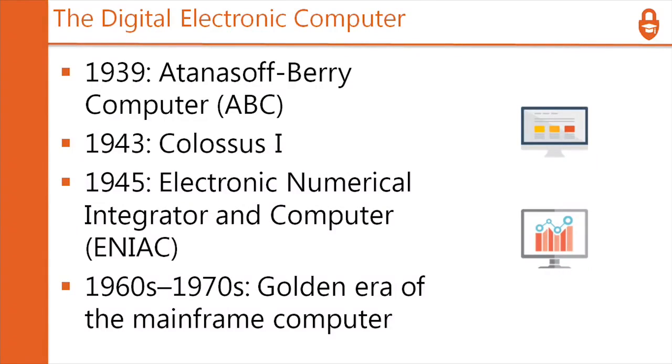So the digital electronic computer: in 1939, we had Atanasoff-Berry build the computer. ABC was his initials there. In 1943, we had the Colossus 1. Because of its size is why they called it the Colossus 1. And in 1945, we had the Electrical Numerical Integrator and Computer, ENIAC. So it was one of the very first real computers. The other ones were real computers, but this was doing a lot of work. And in the 60s and 70s, we had the golden era of the mainframe computer.